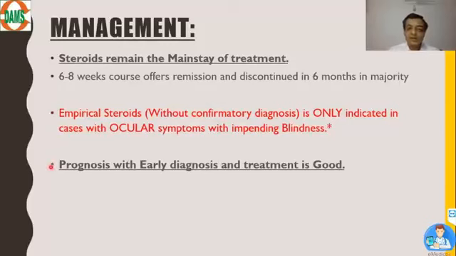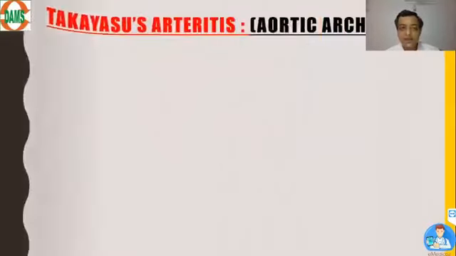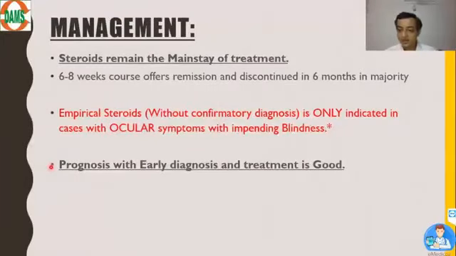So what can we conclude? Concluding giant cell arteritis: prognosis with early diagnosis and treatment is good, but delay in the treatment can lead to problems. So we want to start the patient early. Steroids you want to give to prevent blindness. Okay, you want to start the patient on steroids. That is how you want to consider management of GCA.